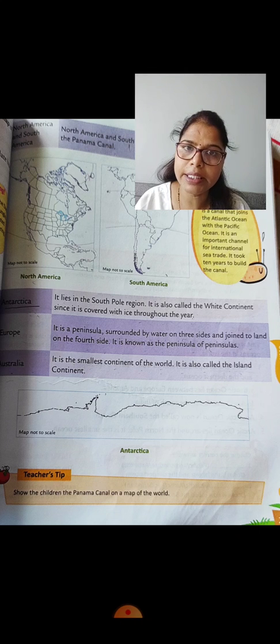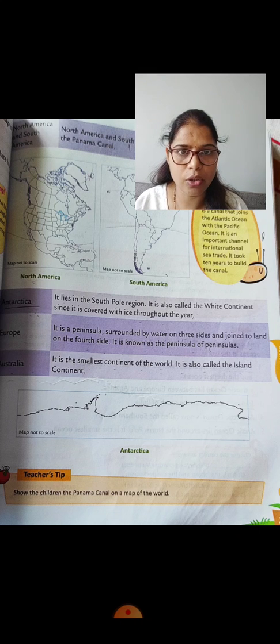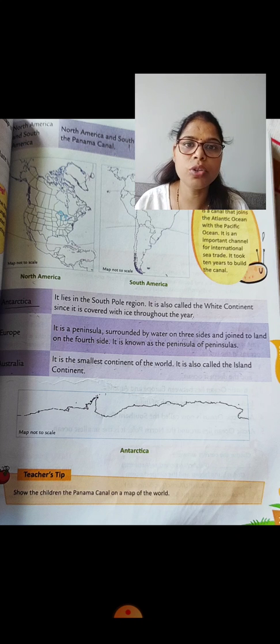Okay, and the next continent is the Australia continent. It is the smallest continent of the world. It is also called the island continent. So students, tell me how many continents there are in our world? 7 continents. First is Asia, second is Africa, then North America, South America, Antarctica, Europe and Australia. So students, these are the 7 continents of the world.